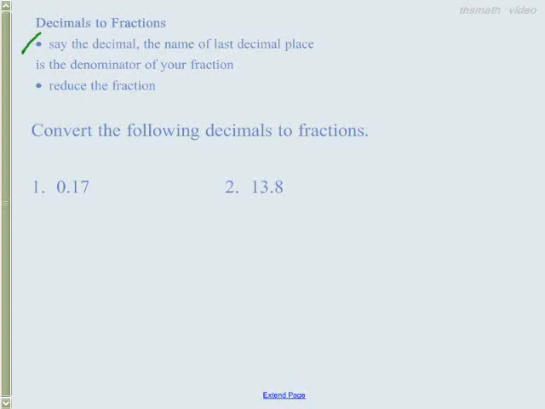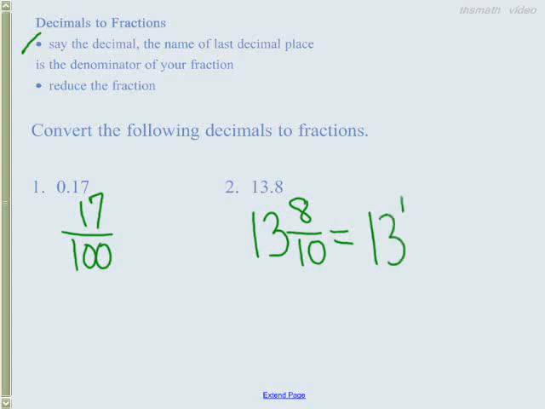So the first decimal is 17 hundredths. Since the place value of the 7 is in the hundredths place, my denominator is 100, and 17 is my numerator, and that cannot be reduced. My second decimal is 13 and 8 tenths. So I write 13 as my whole number and 8 over 10. This fraction can be reduced down to 13 and 4/5.